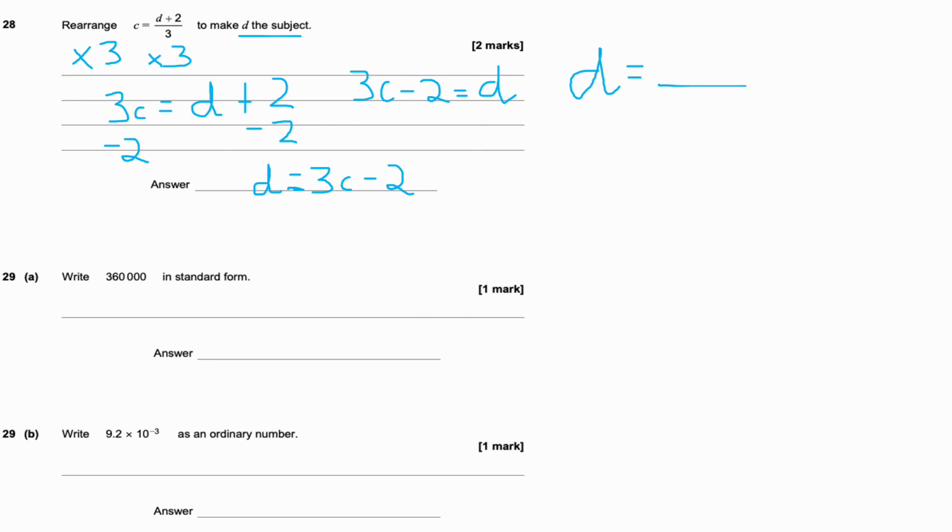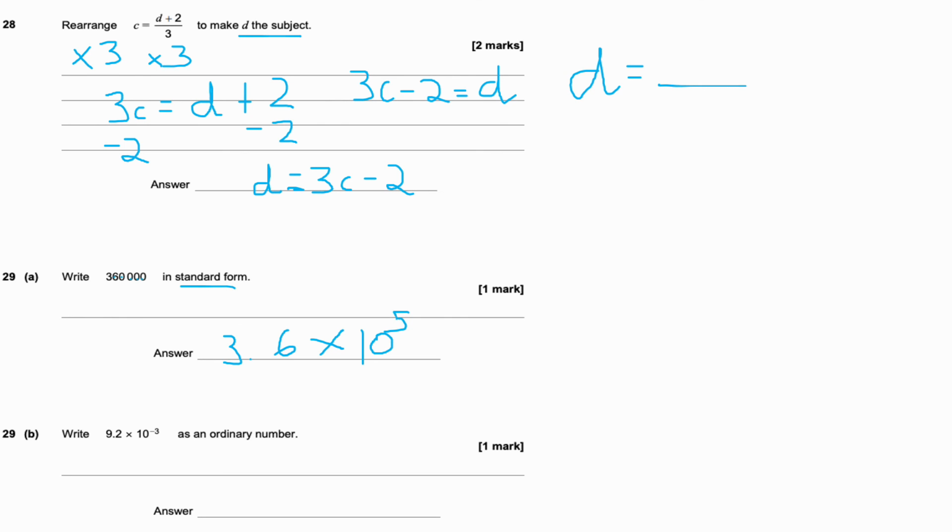This is question number 29A. Write 360,000 in standard form. So it's a number between 1 and 10. So it's 3.6 times 10 to the power of something. Now, because it's a big number, this power is going to be positive. So it's 1, 2, 3, 4, 5 decimal places from here to here. So it's 5 jumps. So it's 3.6 times 10 to the 5.